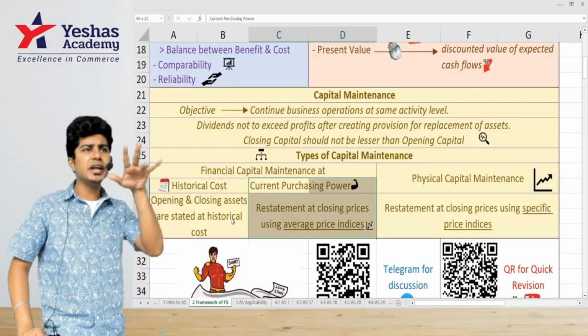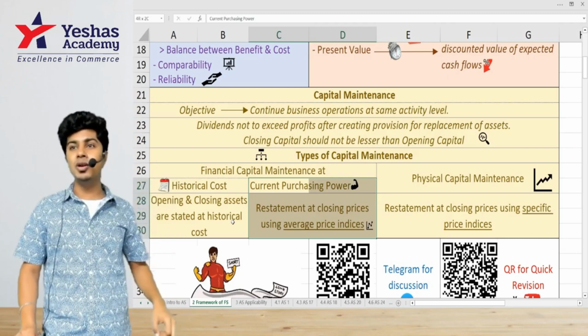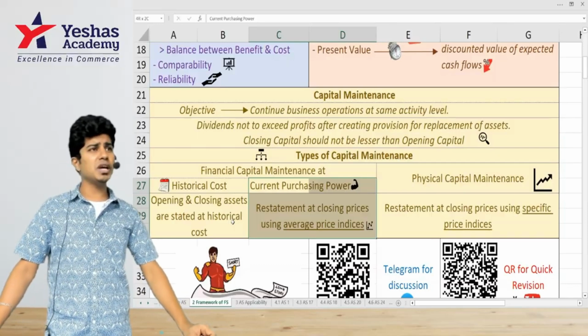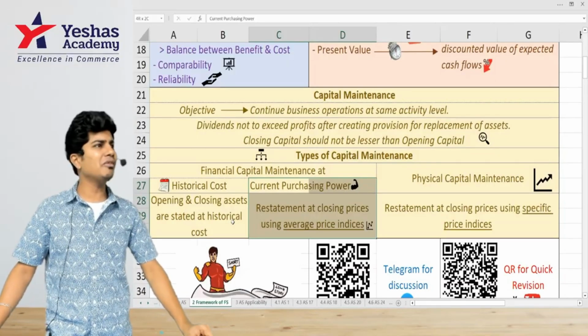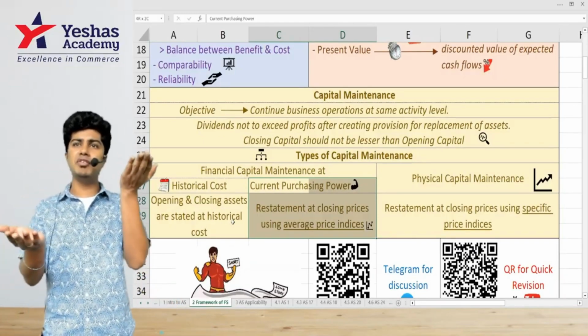I will take the average price index. Average price index is usually given for the entire industry as well. They'll say FMCG sector average price index basis has become 115. What do you mean by 115? If it was 100 rupees last year, now it has become 115.